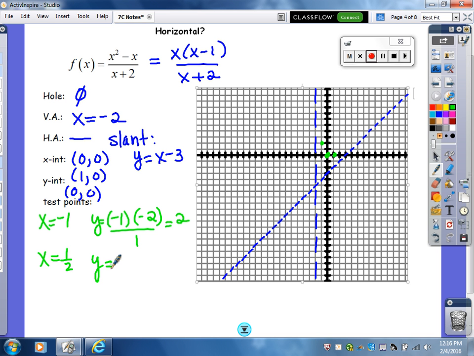So what are we going to get? We're going to get 1/2. 1/2 minus 1 is -1/2. And then 1/2 plus 2 is 2.5, which is 5/2. All right, simplify that, and you should get -1/10. So at 1/2, it's going down just a bit.